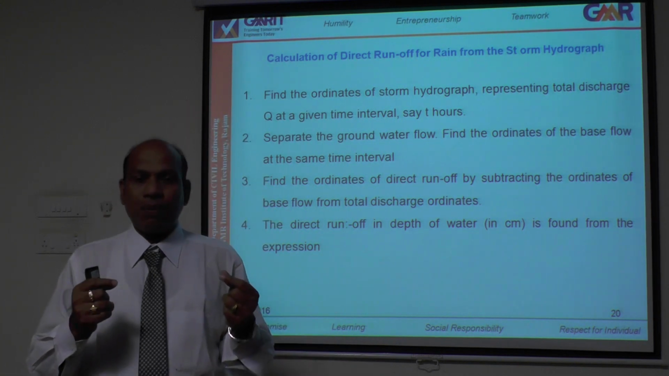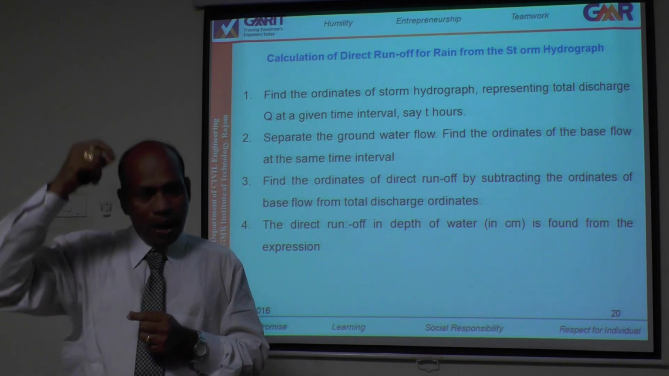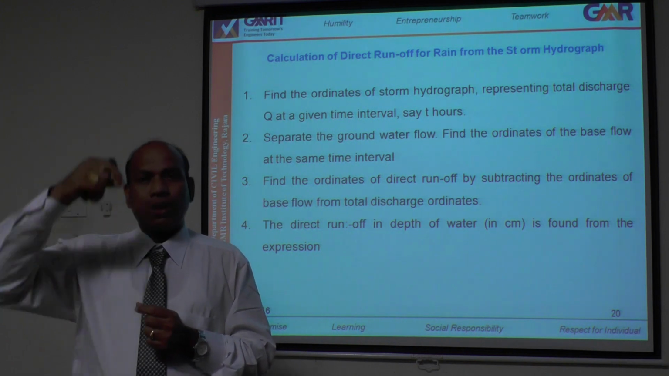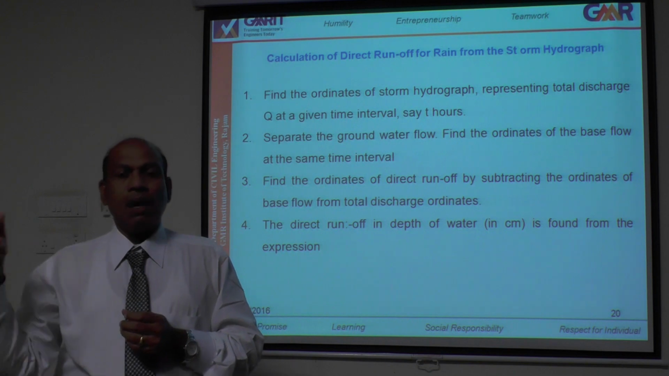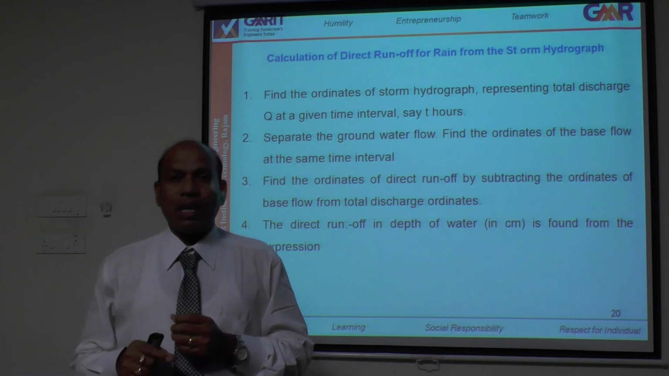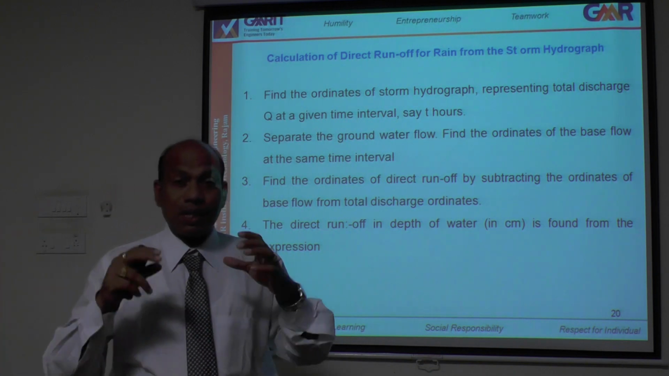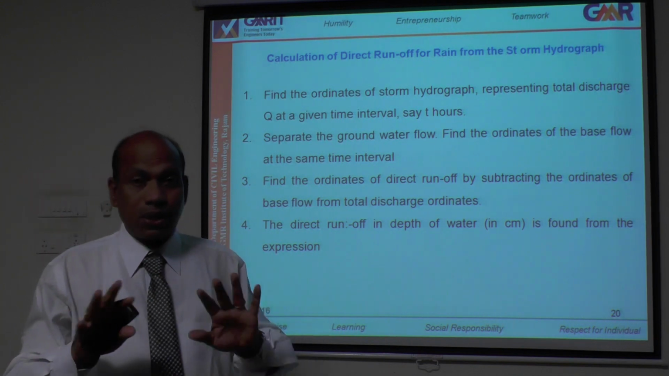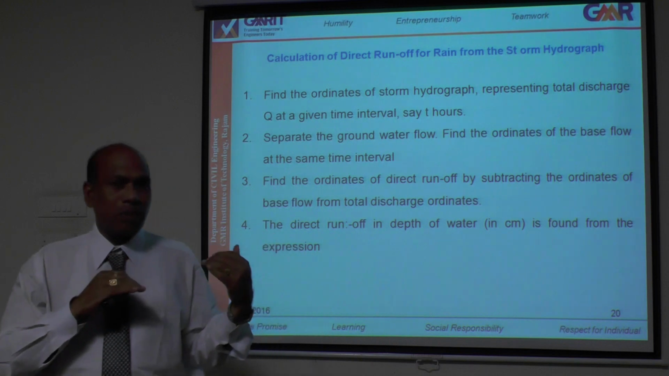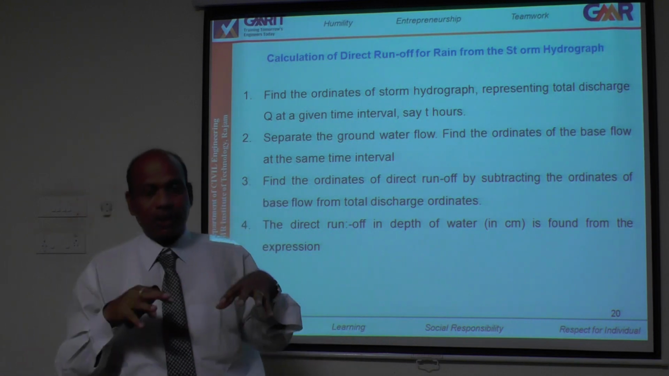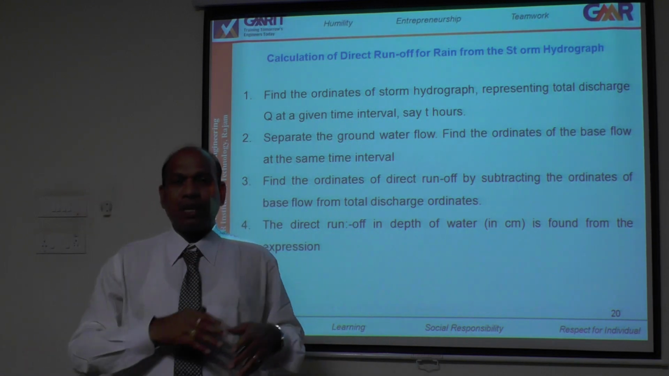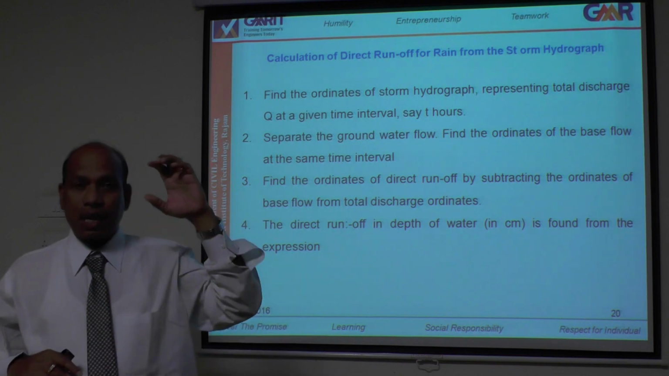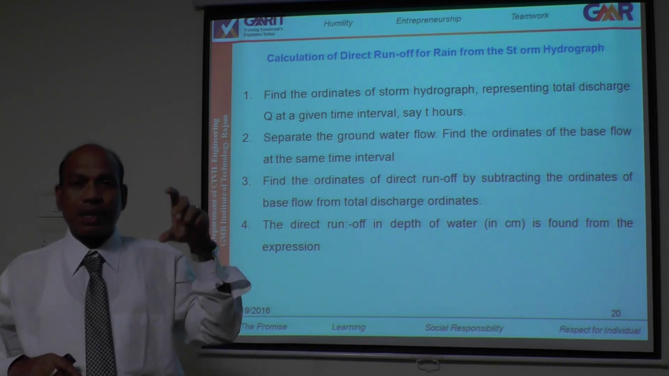Then estimate the direct runoff ordinates. Direct runoff ordinates are equal to storm hydrograph ordinates, that means total hydrograph ordinates, minus base flow. This gives the discharge only, not depth, in units of meter cube per second. Then that discharge ordinates can be converted into direct runoff depth. We are going to estimate the direct runoff depth.